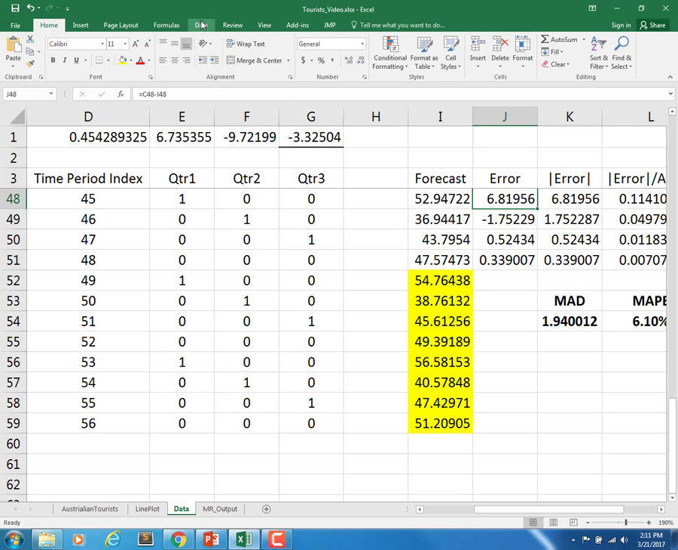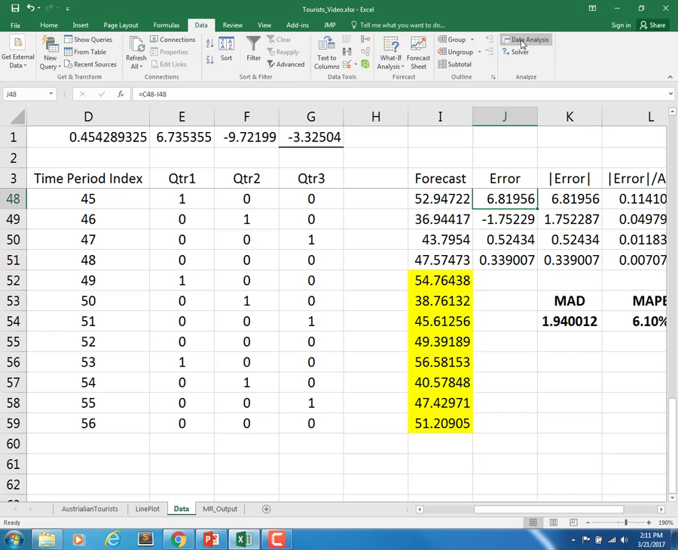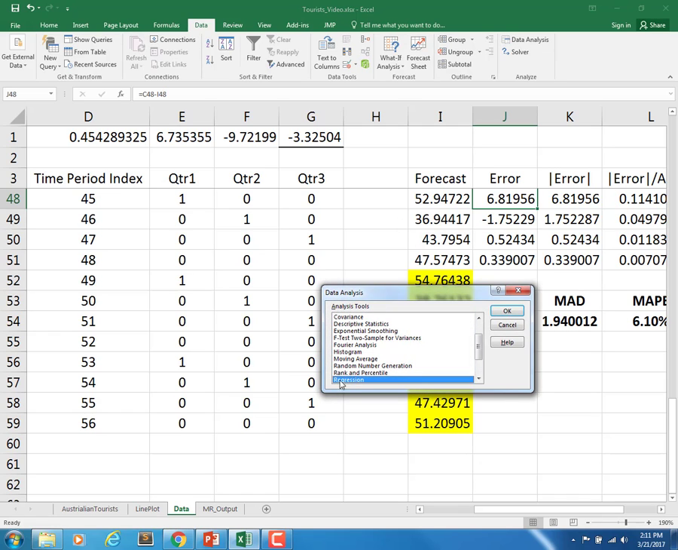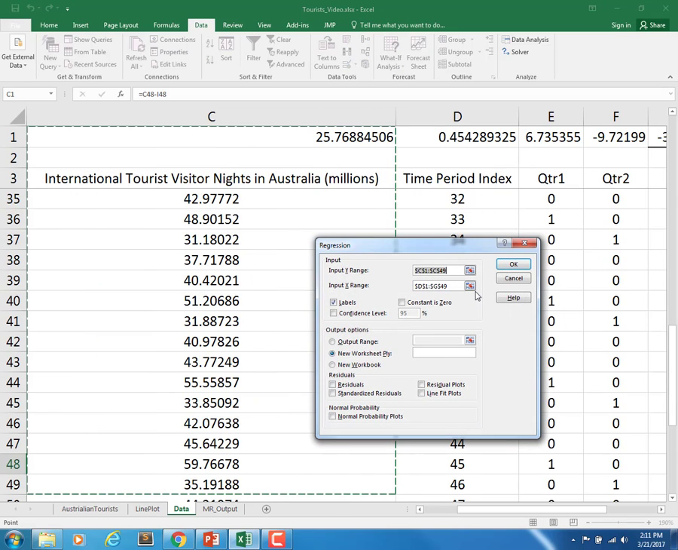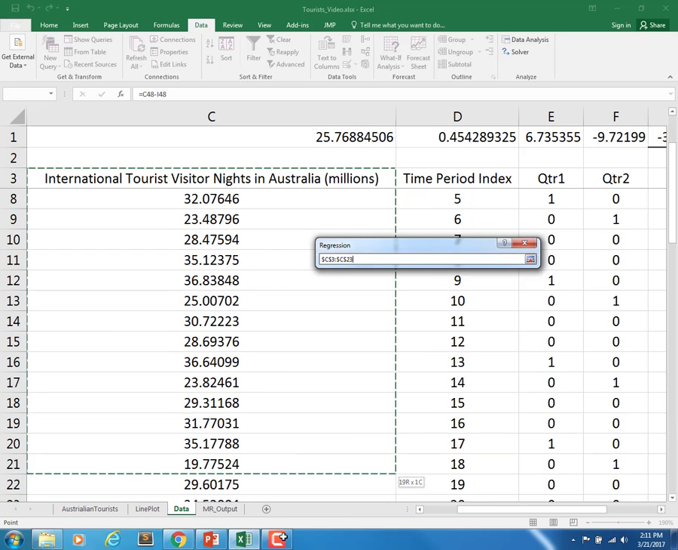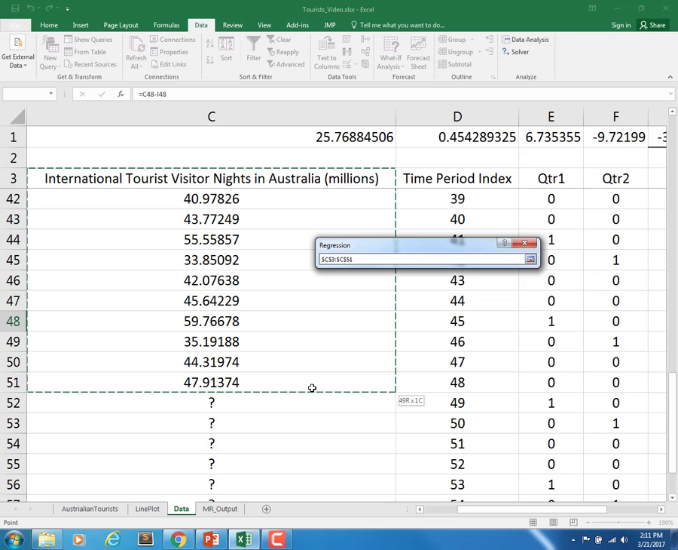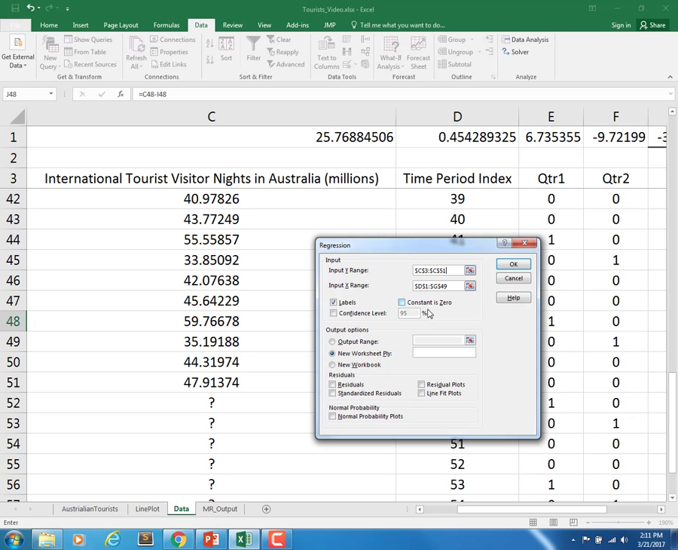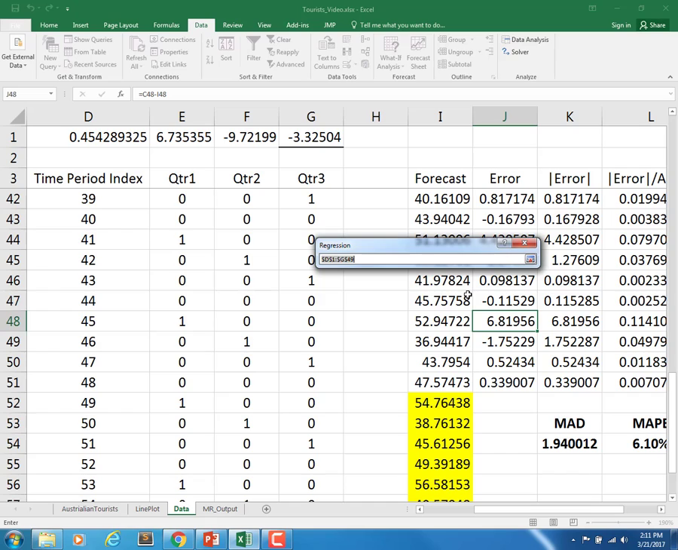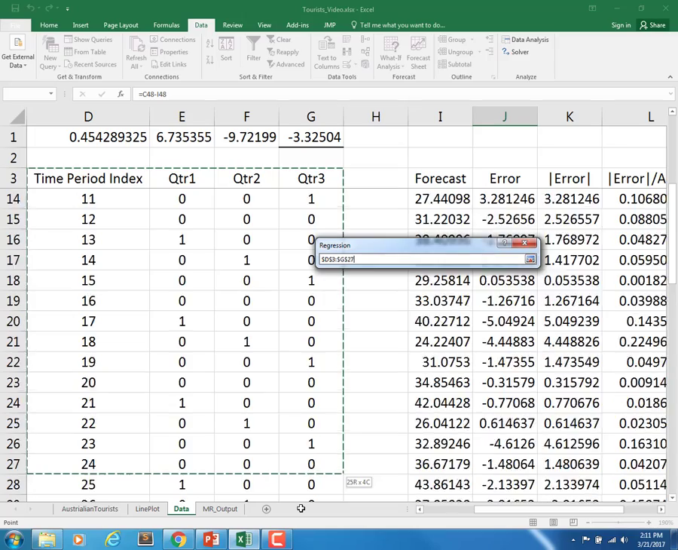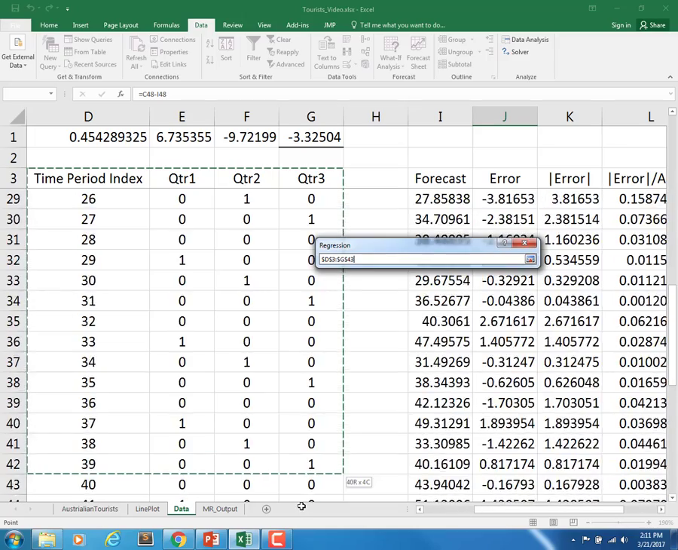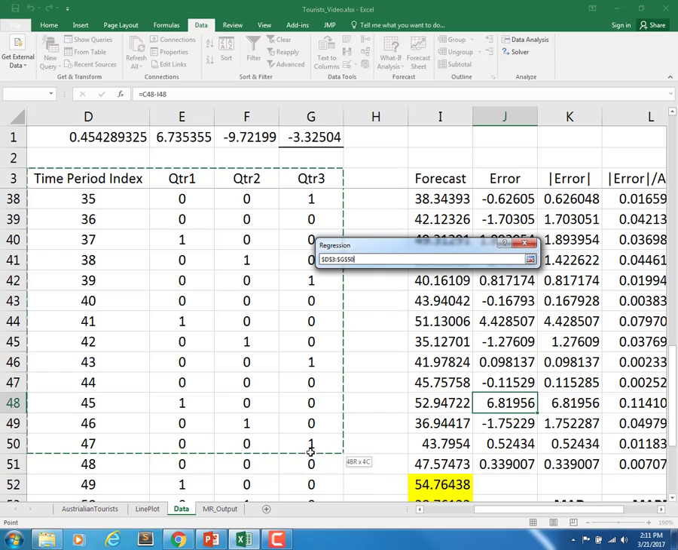To do that, we go back to the Data Analysis ToolPak and run the regression again. I still have regression going from the last time I did this, and I'm going to have to change it because I remember I inserted those rows. So C3 now through C51, and my X range is now D3 through G51. All right, up to time period 48.